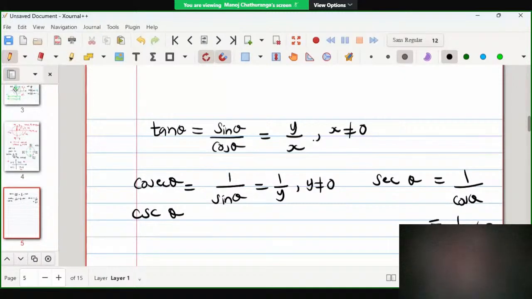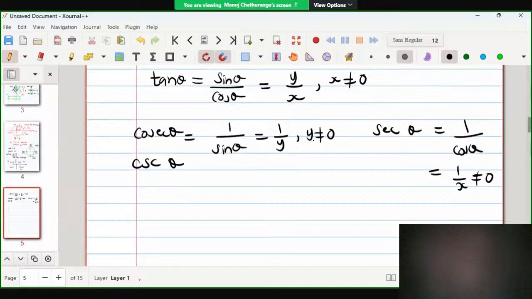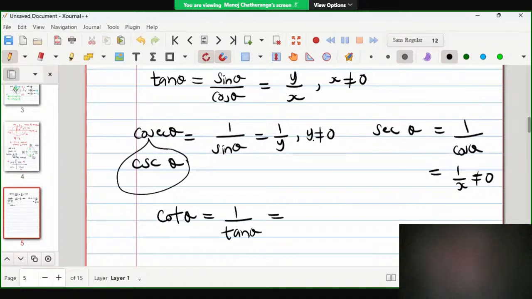So these reciprocal functions also have their limits. Some of them are defined only when x is non-zero, and some are defined only when y is non-zero. And there is another function, cot, which means 1 over tan. That means cosine theta divided by sine theta.